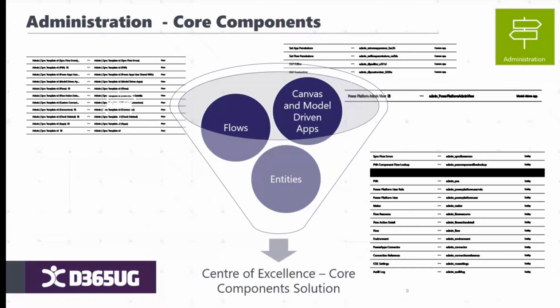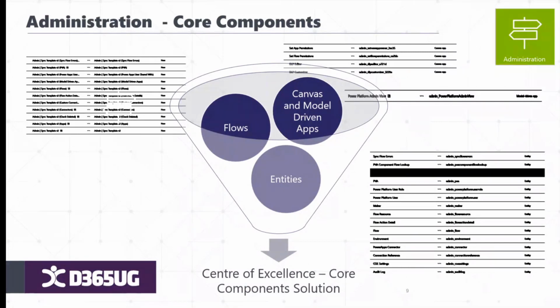So this is basically the core solution for administration. It consists of, as you can see on the top left, a couple of flows. It has about, I think, 8 to 10 flows that are there. You have one model-driven app and a couple of Canvas apps available within it. And a bunch of entities that come as part of the solution as you install the solution.